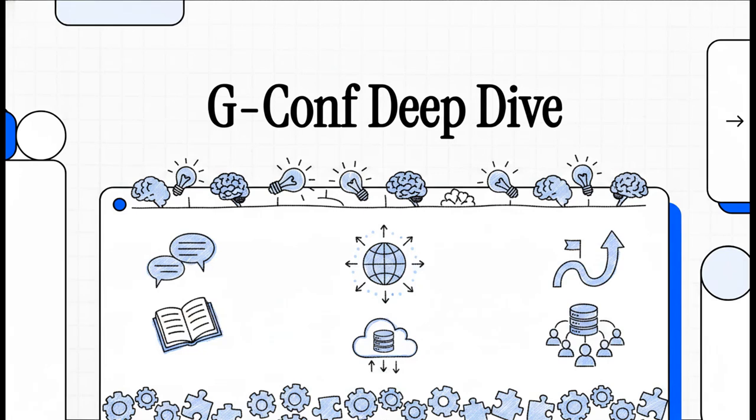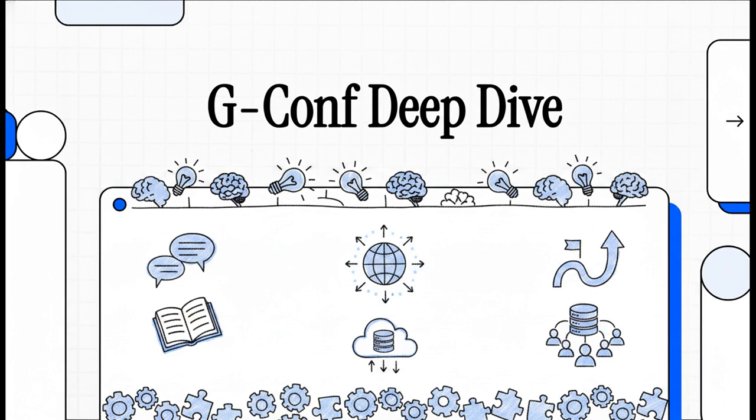Today, we're unpacking something that is quietly revolutionizing how academic communities gather and share knowledge. I mean, if you've ever been involved in managing a conference and literally felt like you were just herding cats, this deep dive into a system called G-Conf is going to be right up your alley.